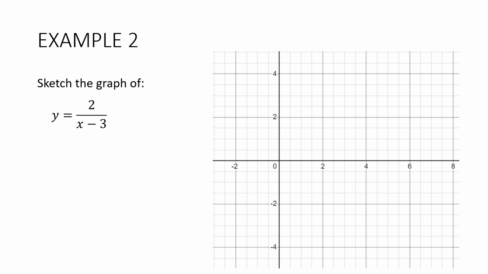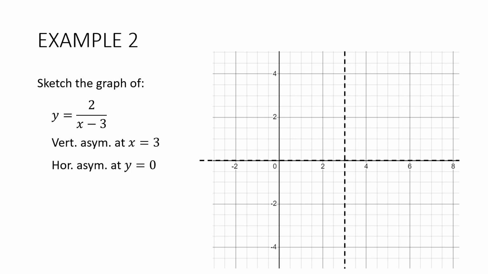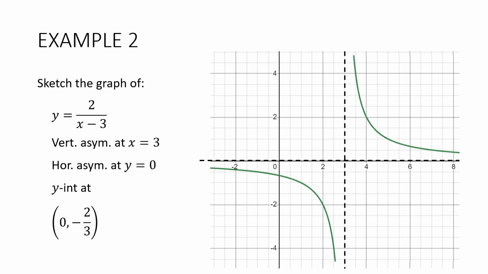So let's use all of that knowledge to sketch y equals 2 over x minus 3. We'll start with the vertical asymptote, which is going to occur at x is equal to 3. We have a horizontal asymptote at y is equal to 0 because this can never equal 0. We have a y-intercept. When we substitute x is equal to 0 in, we get y is equal to negative 2/3. And we have a positively oriented graph. So when we draw it up, it looks like that.